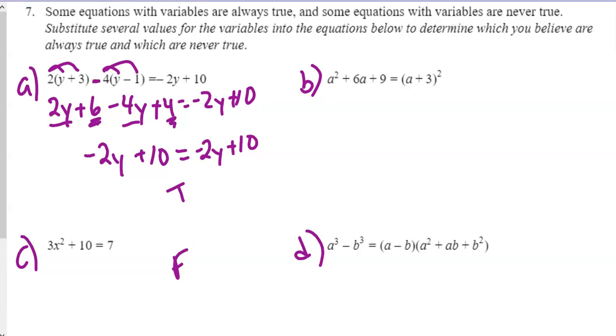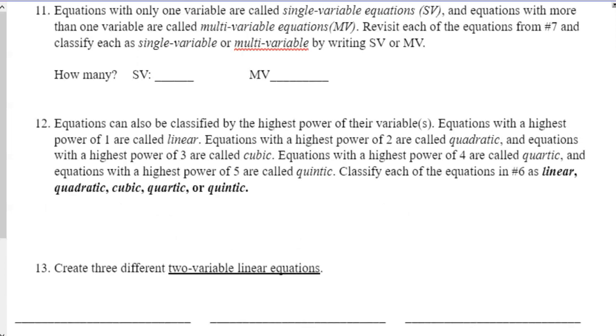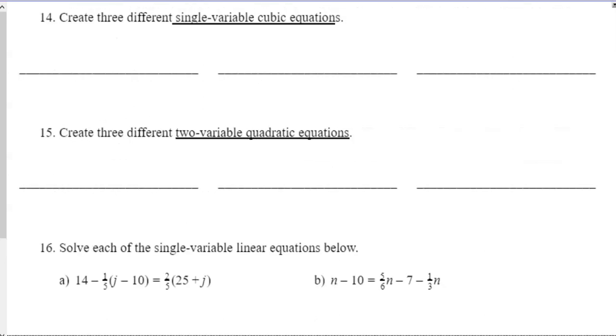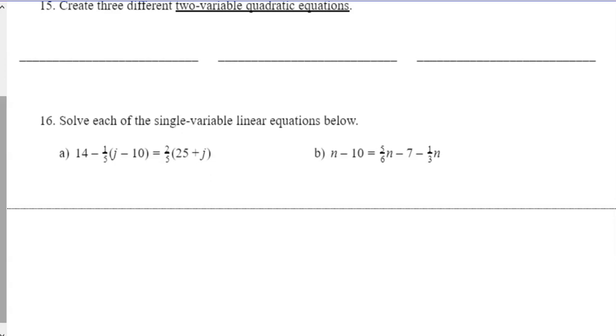So again, we're going to skip around here just a little bit. I'm going to leave these for you guys to answer. And again, I'm going to skip on this page here. There's going to be a few problems that we skip on this, and I'll talk about those at the very, very end. So on this page, we're going to jump down to problem 16 here. We want to solve each of the single variable equations below.